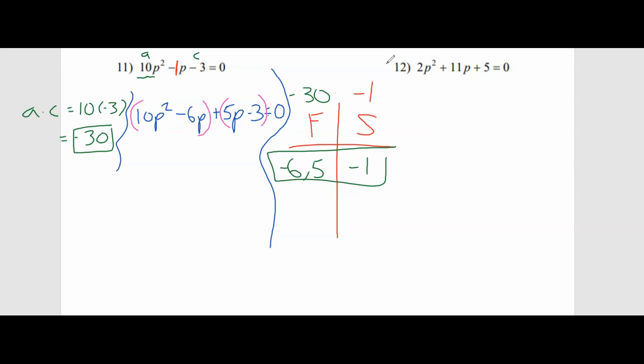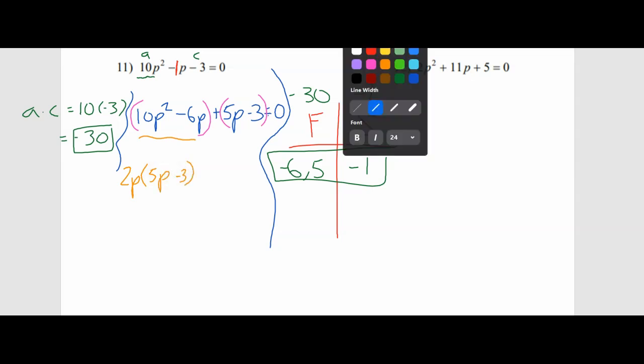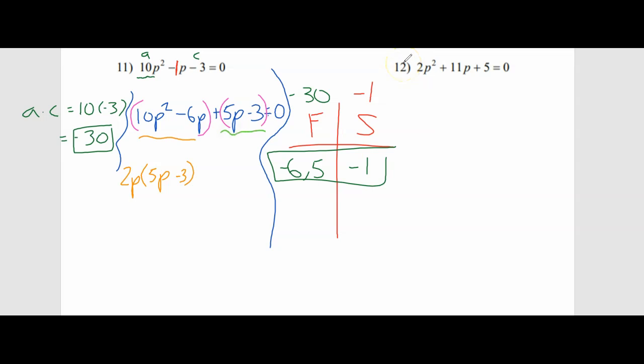Factor of the first term, this orange quantity, is 2p. So factor out the 2p. That leaves me with 5p minus 3. Good news is that there's no factoring to be done here. That factor is already prime, right? So there's nothing else to factor other than 1. So pull out the 1.